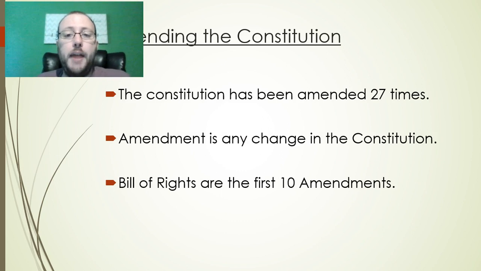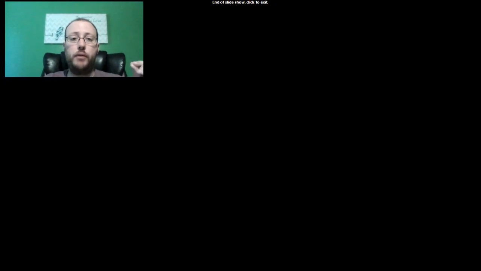Now, the Constitution has been amended 27 times. An amendment is any change in the Constitution, and the Bill of Rights are the first 10. We'll discuss these in detail a little bit later on in another chapter. We're not going to go into the details of the Bill of Rights or the other 17 amendments at this point. We'll do that in another chapter, so just keep paying attention.